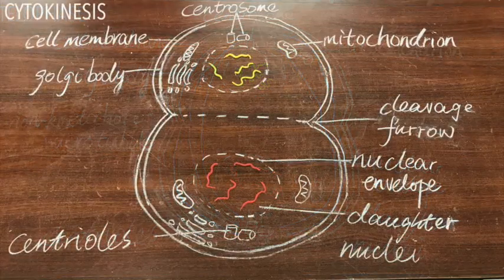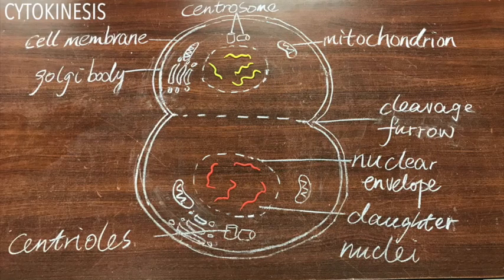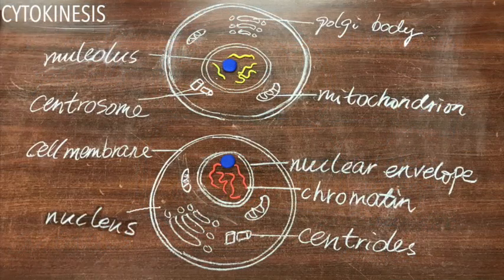Cytokinesis. The cytoplasm, as well as the cytoplasmic organelles, are separating to the poles of the cell. The cleavage furrow begins to pinch the cell in two. By the end of cytokinesis, 2 separate daughter cells are formed, each with its own set of organelles.